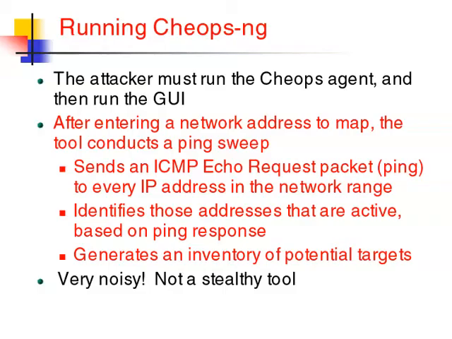So after entering a network address that you want mapped, the tool conducts an automated ping sweep. It sends out those ICMP echo request packets to every possible address in the network range. For those systems where a response is recorded, the system is drawn on the screen so that you have a visible map of your network. In this way, it generates an inventory of potential targets on the network.